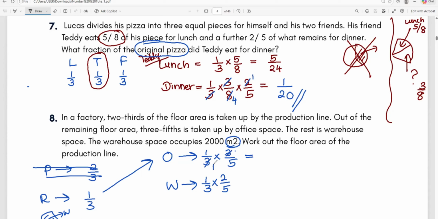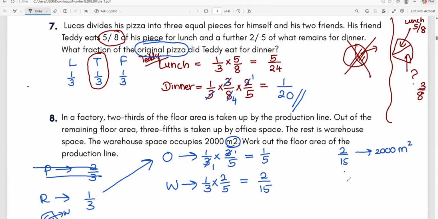It's 1/5. So from the original floor area of the factory, 1/5 is used for office space. Then this one can't simplify, so it's 2/15. 2/15 is used for the warehouse. The warehouse space is 2000 square meters. Warehouse space 2/15 means 2000 square meters.